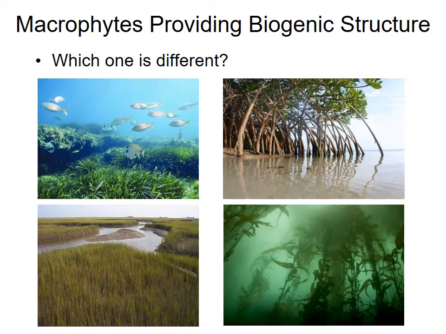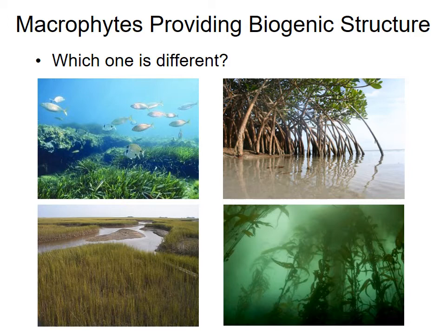All right, so let's talk about a particular set of organisms that create biogenic structure, and those are the macrophytes, the multicellular plant-like organisms. So I'm showing 4 pictures here. We've got a seagrass bed, a mangrove swamp, a salt marsh, and a kelp bed. And 3 of these form a natural set, and one of them is a little bit different. Which one do you think that is?